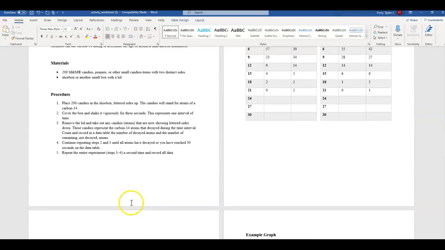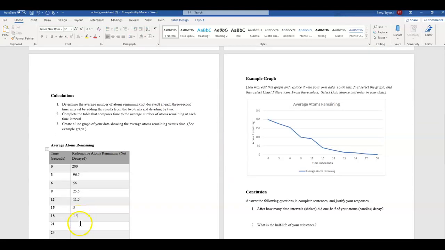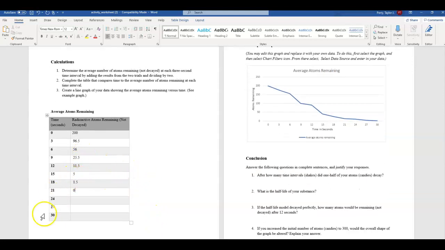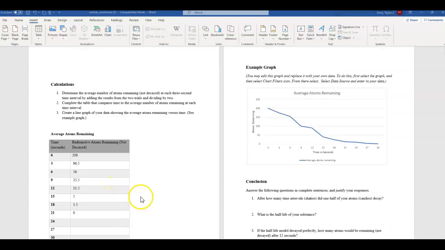And then at 21 seconds, I think I had 0 for both. So 0 plus 0 divided by 2 is 0. All right, so there is my average atoms remaining. Okay, this is where it gets sort of weird.